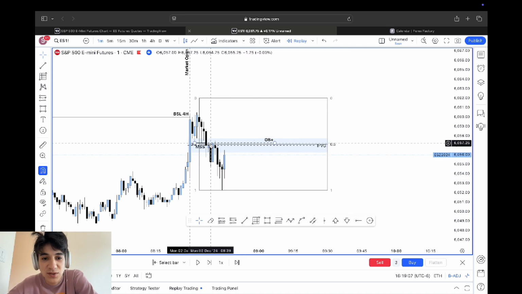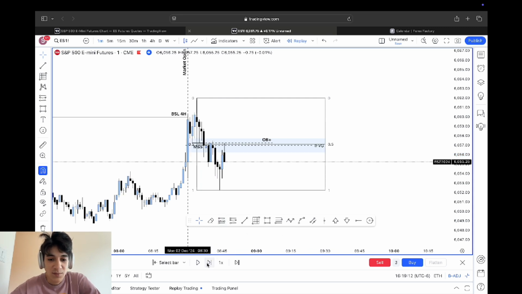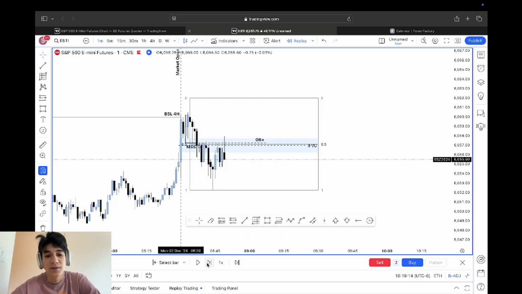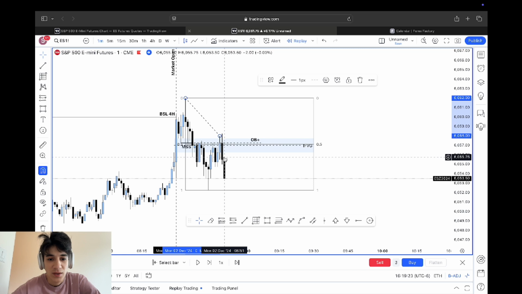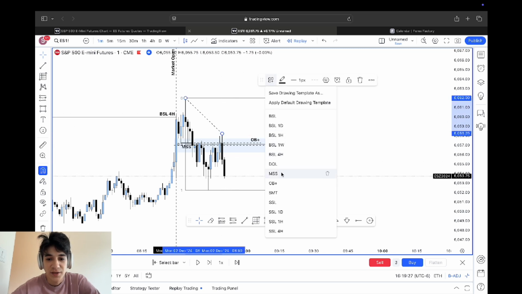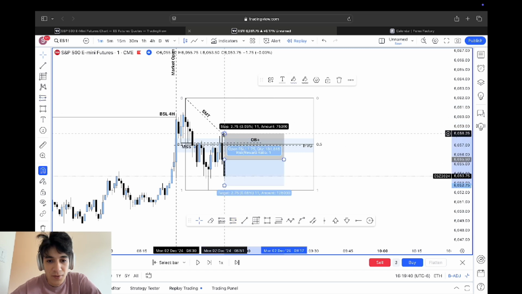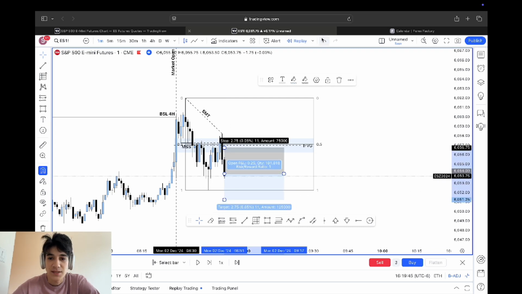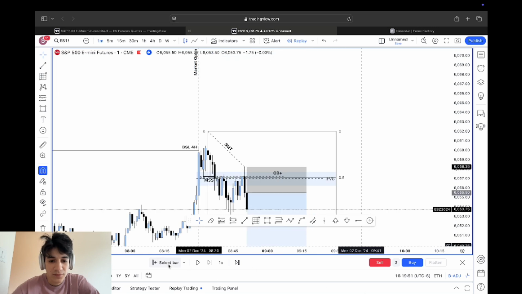I want to see price reject off of this, and then that's when, like I was saying before, we get an SMT formed here. So this is where I entered. Once we formed this SMT, I entered right here, stop above that, and then like I said before, targeting these, right? And I'll even throw this in.